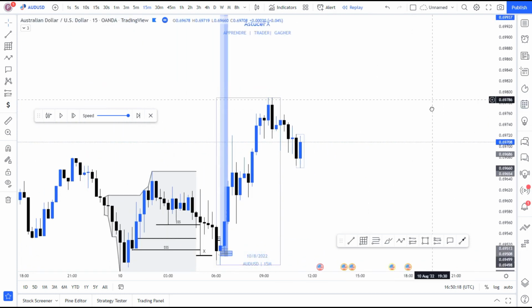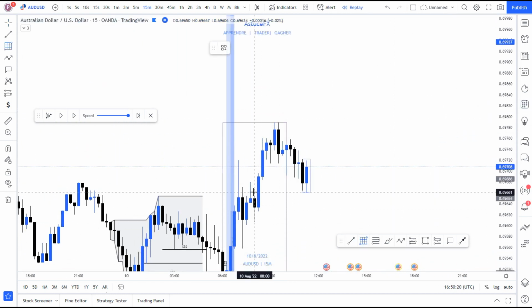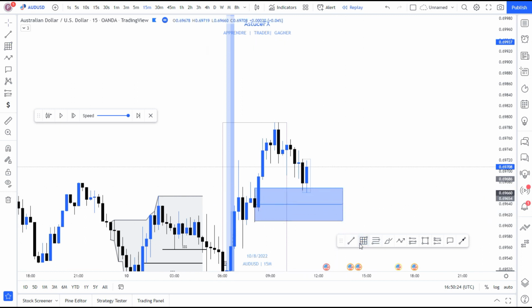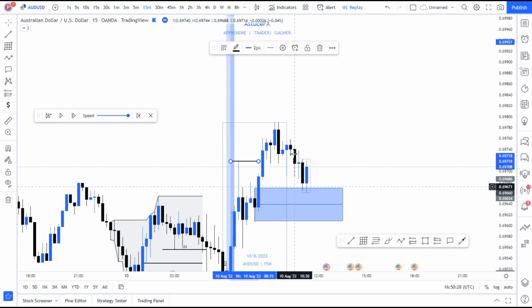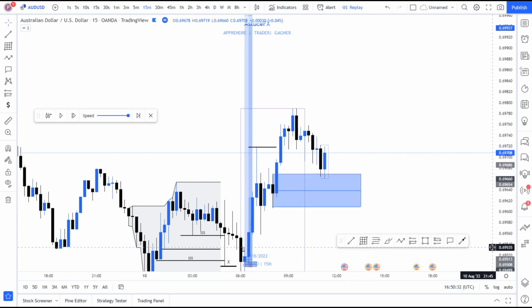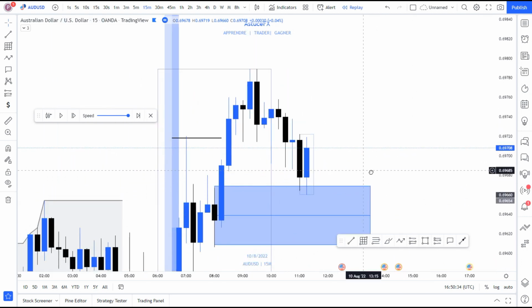If I look at this 15 minutes, it pulled back to this order block, and you have this. This is actually a breakout structure to the upside. But not only the order block, we pulled back to the order block, but what I'm interested in is a liquidity grab.